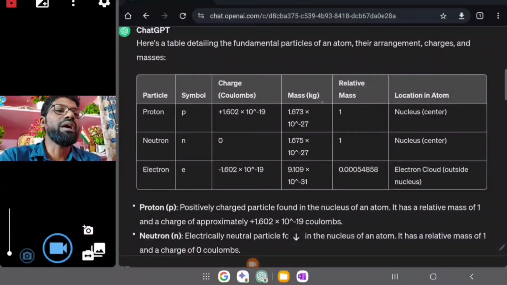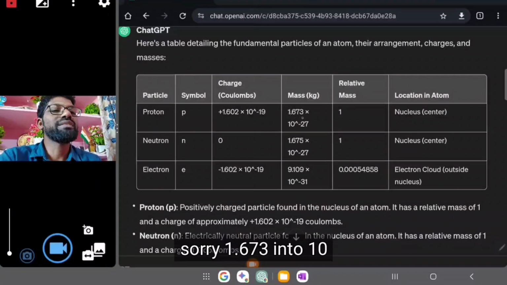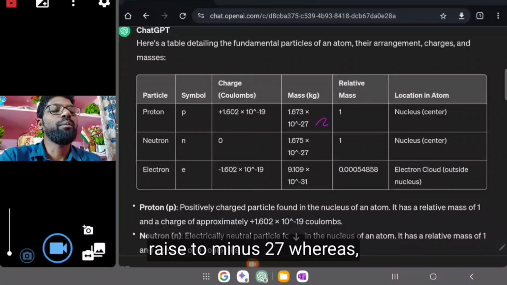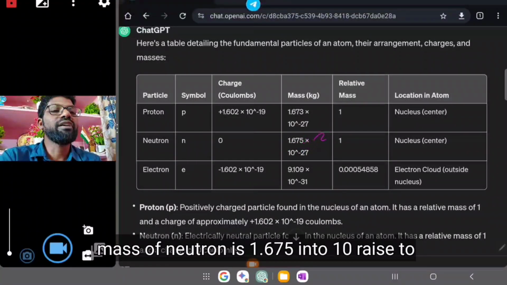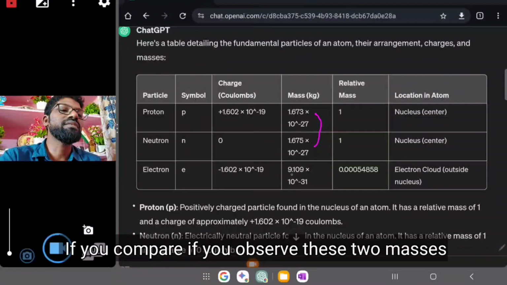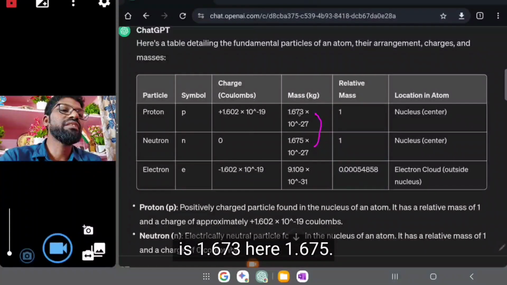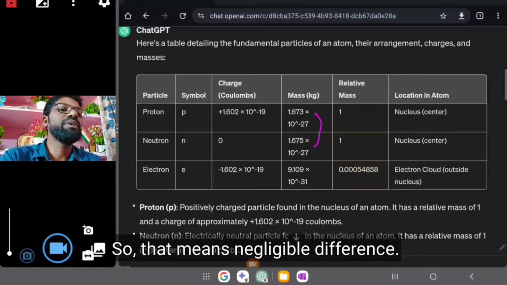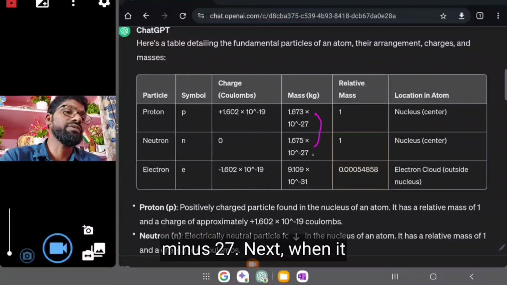And next comes the mass. The mass of proton is 1.673 into 10 raised to minus 27, whereas the mass of neutron is 1.675 into 10 raised to minus 27. If you observe these two masses, both are approximately the same, the only difference being 1.673 and 1.675. So that means a negligible difference, as both are 10 raised to minus 27.